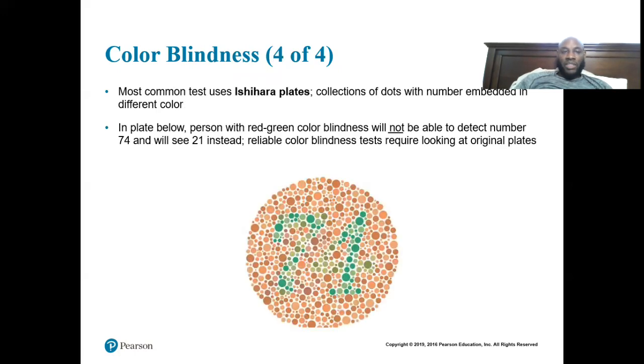And this is the way we can test for color blindness. If you don't see the 74, you only see the 21, then it may be an issue.